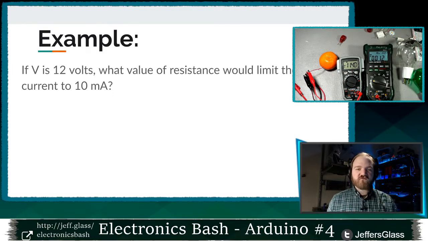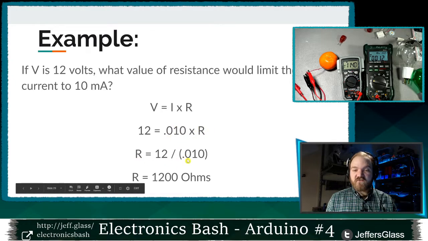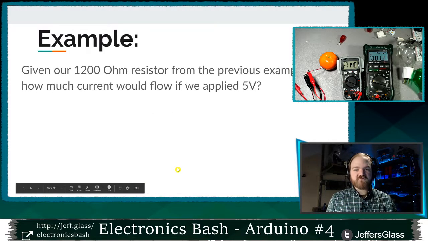So just to work through this math real quick, we have our equation V equals IR. We just plug in our values: 12 volts equals 0.01 amps, which is 10 milliamps, times whatever our resistance is. We just divide both sides through by 0.01, and my resistance turns out to be 1200 ohms. Piece of cake.